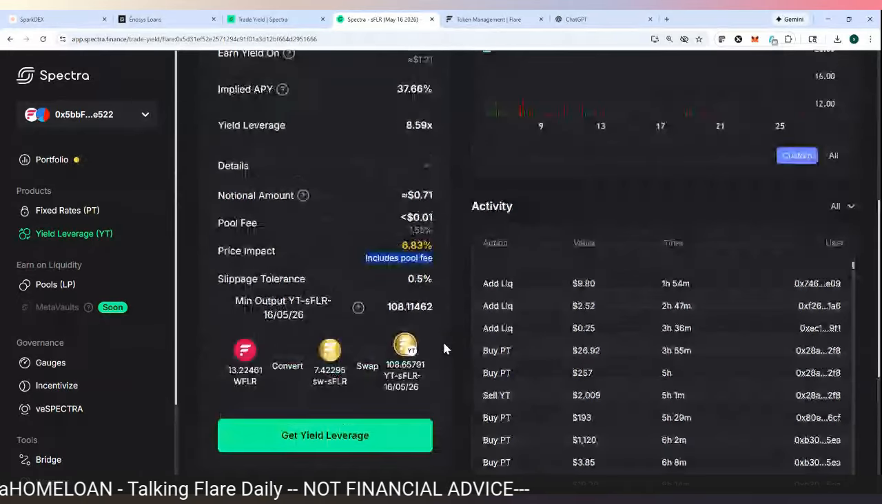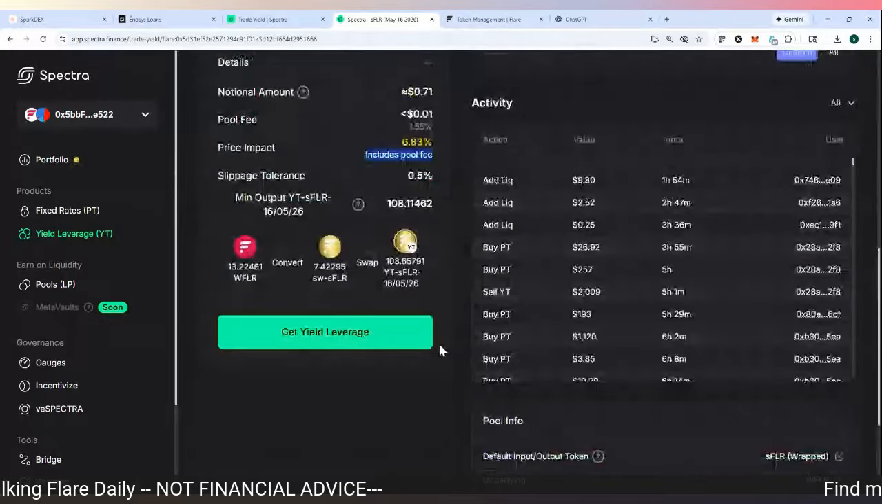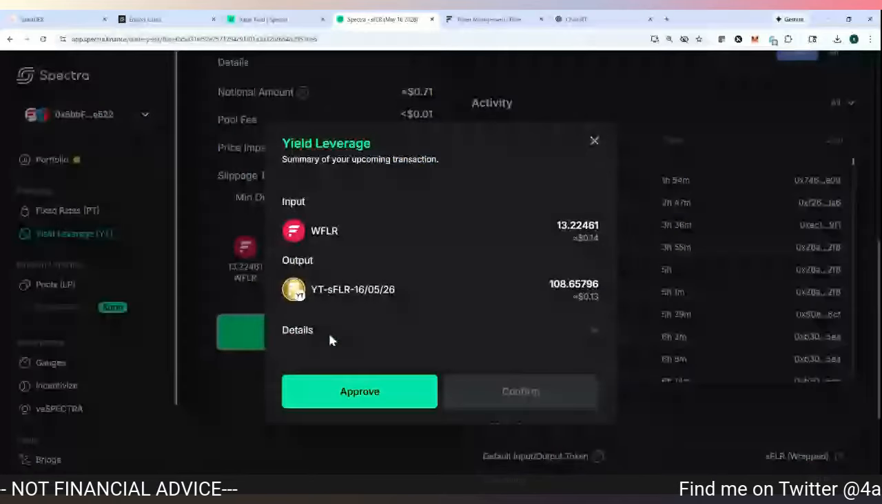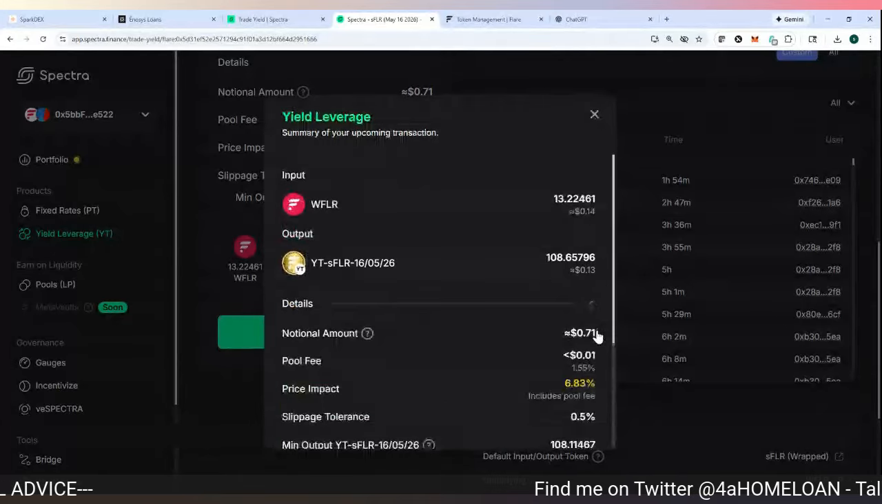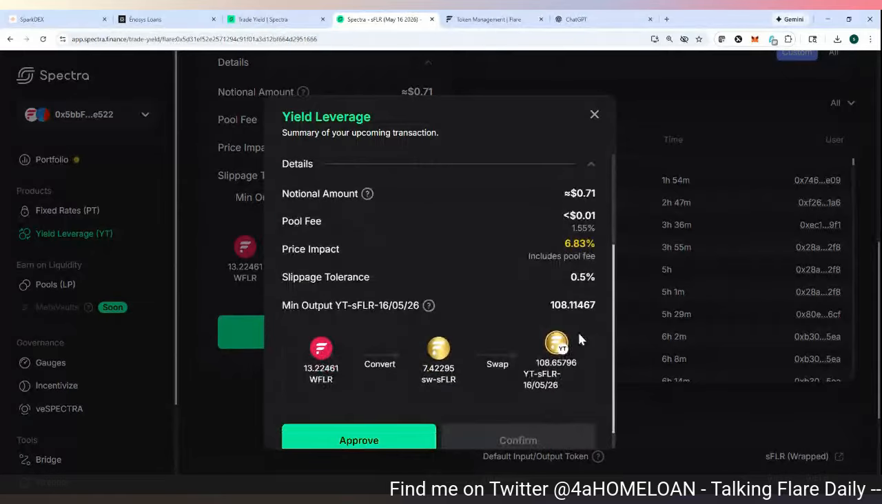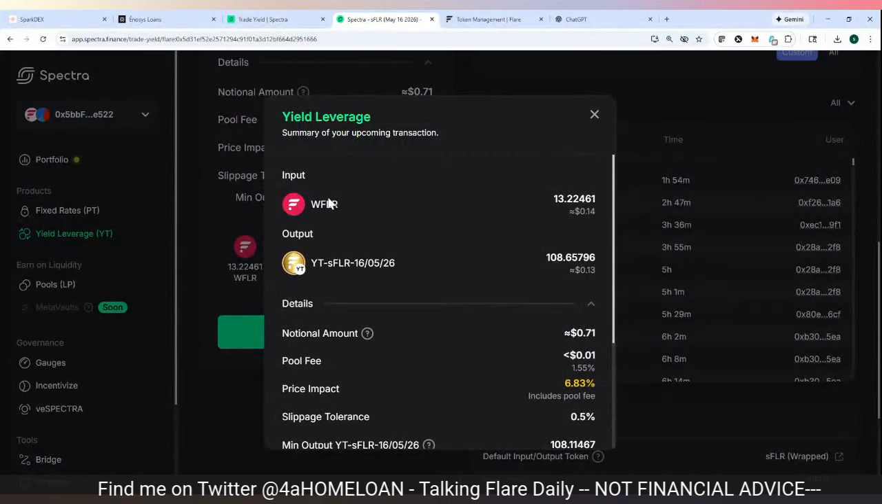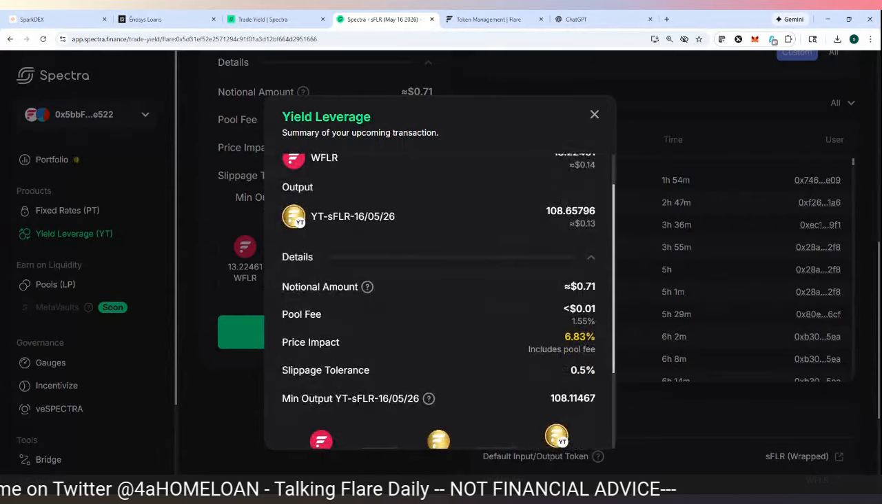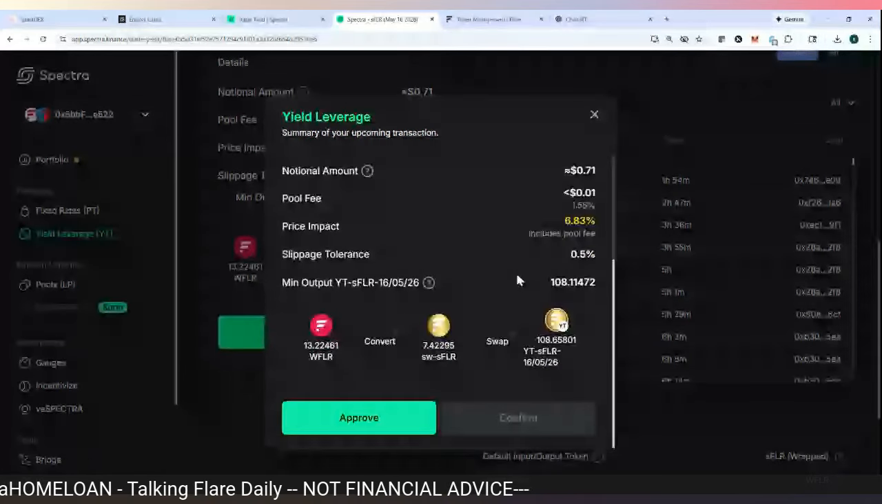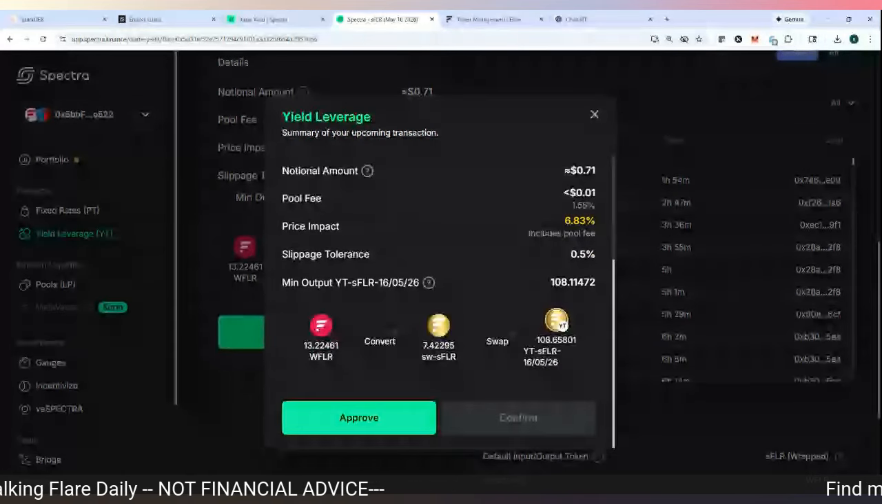Okay. So do you want to get yield leverage? You can get yield leverage. Click on get yield leverage. And then again, I can click down and look at the details. The details are the same thing we just looked at up there, right? 13, 108. Fees, after all the fees, the minimum I get back would be 108. Okay. So let's go ahead and approve that.